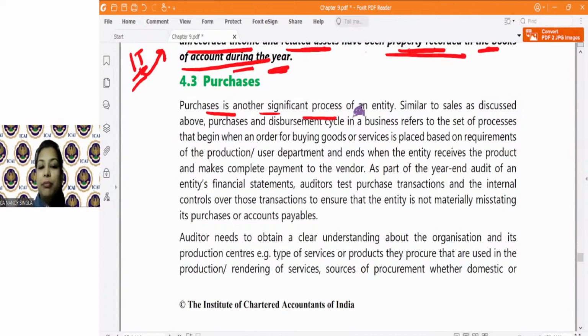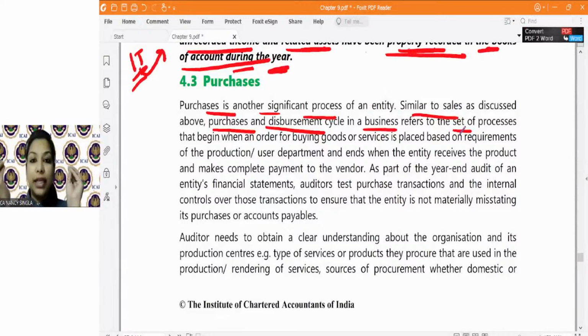purchases is another significant process of the entity similar to sales as discussed above. Purchases and disbursement cycle in a business refers to, see देखो purchases कब start होते हैं, कब purchase and disbursement cycle, वहां क्या था, revenue cycle। अब यहाँ क्या, purchase and disbursement। disbursement क्या होता है, किसी को पे कर रहे हो आप। ठीक है। so when the purchase order is placed, ठीक है, it will start at that moment and end कब होएगा, when the payment is made and the goods are received.